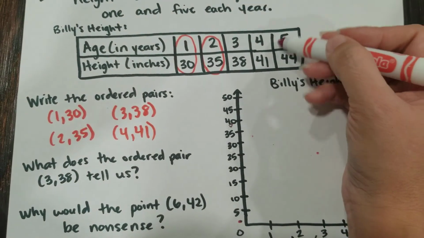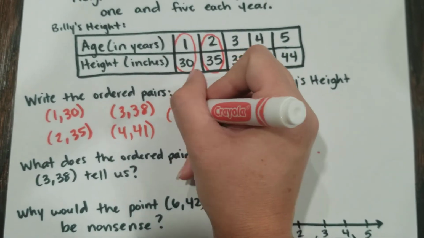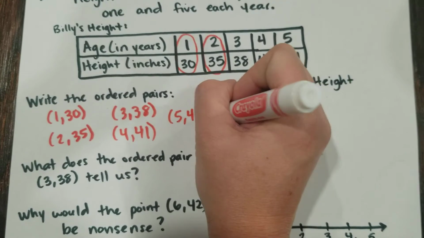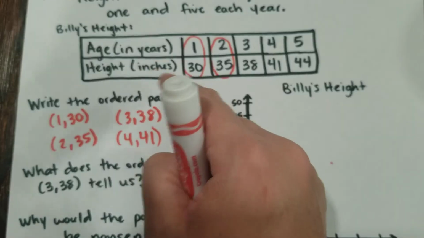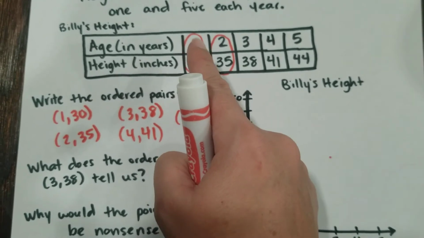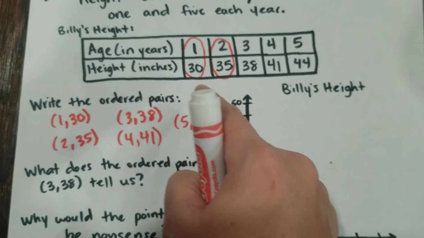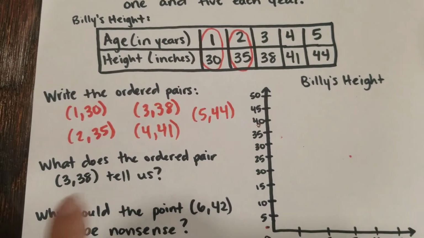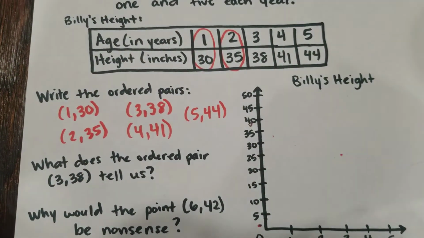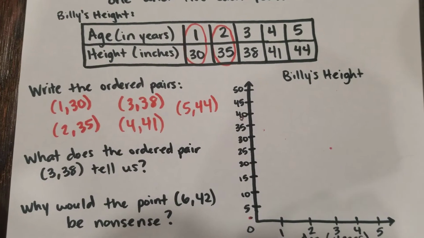And then our last ordered pair is going to be (5, 44). All right, so I took our data, I paired it up. They're related because it's when he was this age, he was this tall. So that's our related pair, and we can make them into ordered pairs. And we have 5 ordered pairs for 5 data pairs, so it works.